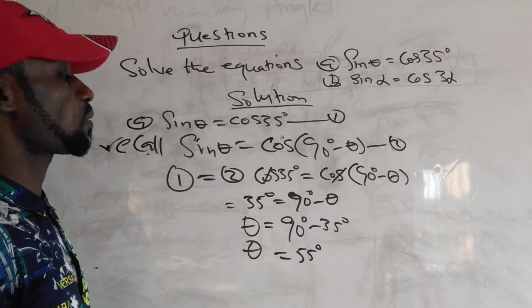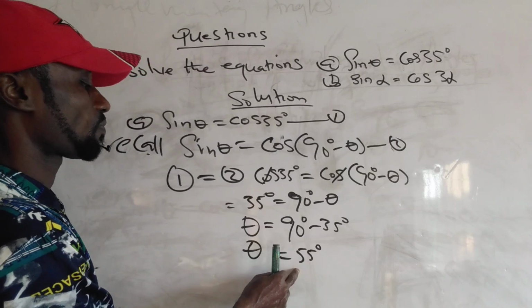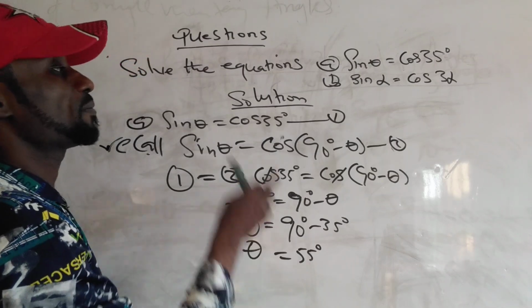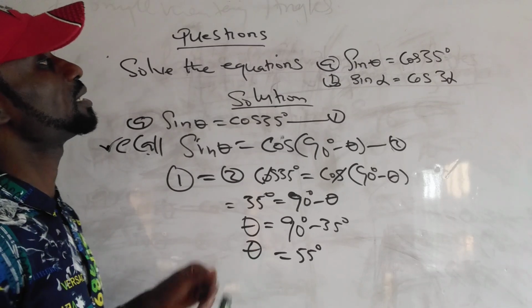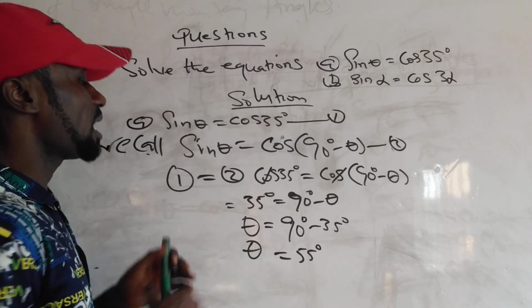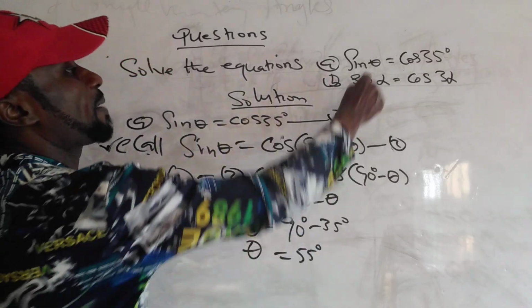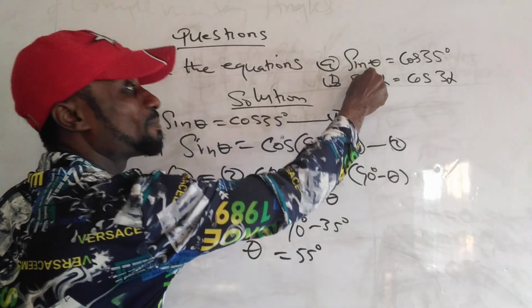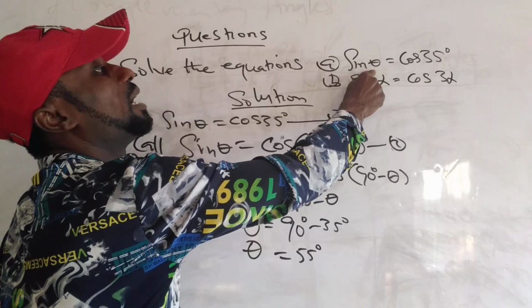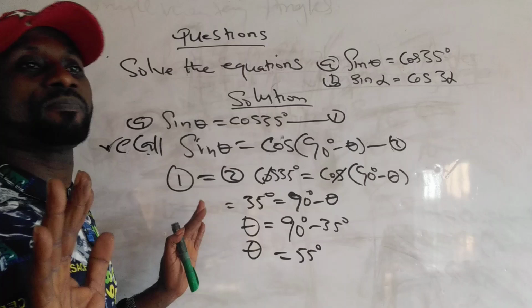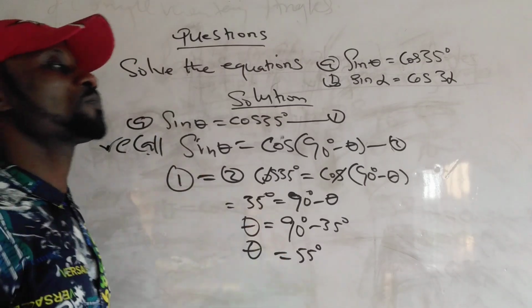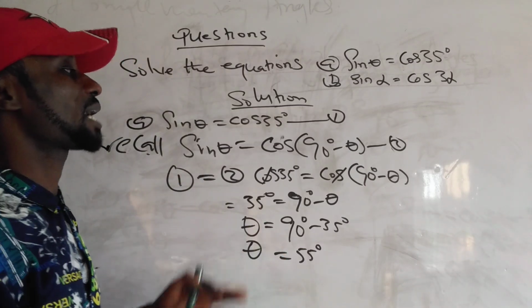So for question number 1, if you add 55 to 35, automatically you will have 90 degrees, which proves the complementary angle. If I use 55 in place of theta here and say sine 55, and I also say cos 35, you realize that they will be the same. So that also proves the complementary angle.